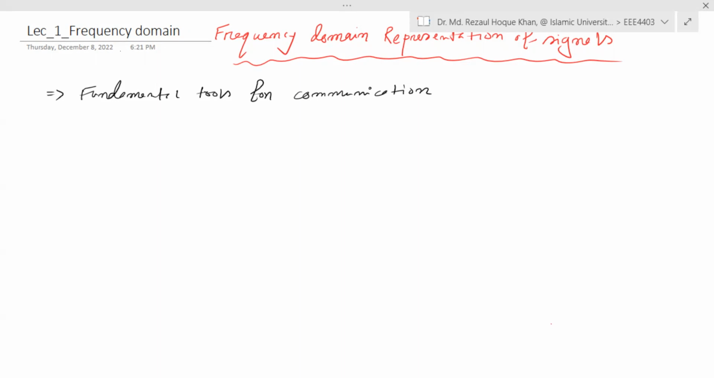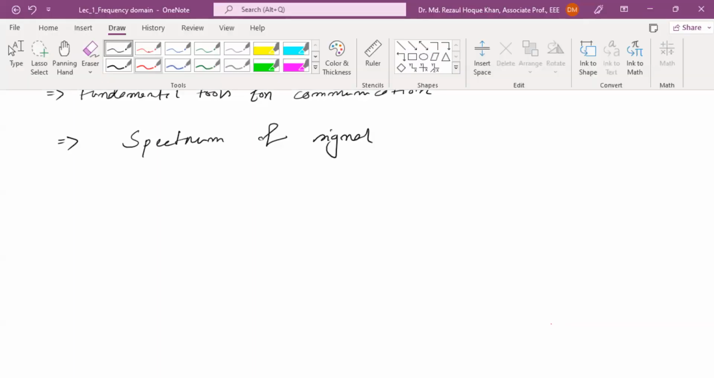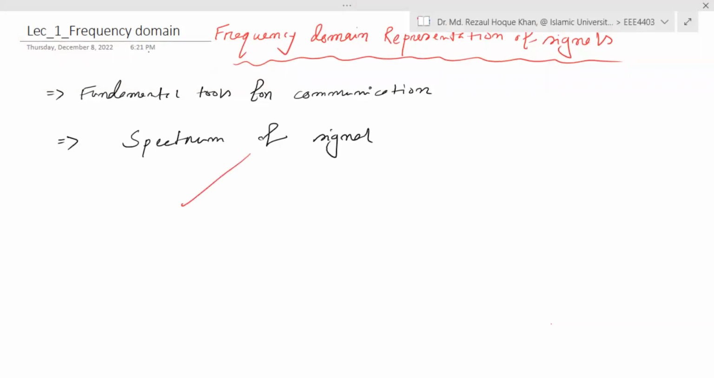So when a time domain signal is expressed in frequency domain, it is called a spectrum of a signal. So when it is in frequency domain, we call it spectrum of signal or signal spectrum. This spectrum can be divided into two parts. One part we can call Fourier series. The other part is called Fourier transform.